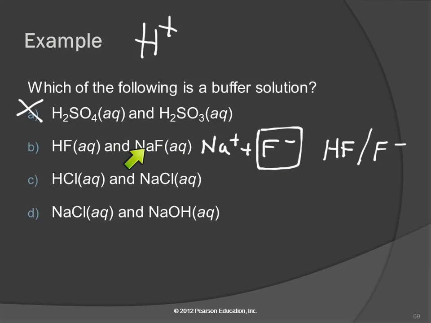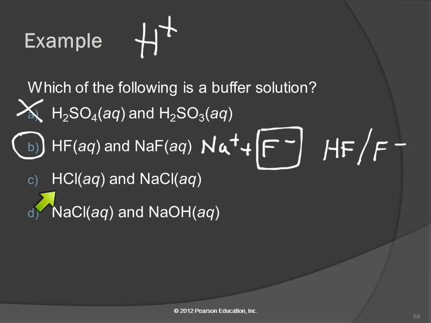Well, why don't they just list F- in here? Well, because you can't have a solution of just ions. There's got to be some sort of spectator ion, another cation in there to be with the fluoride. So one more question we have to ask ourselves. Now this is the acid. Is it a weak acid or a strong acid? That's a weak acid. So this one is a buffer solution. If it's a strong acid, it will not be a buffer solution.